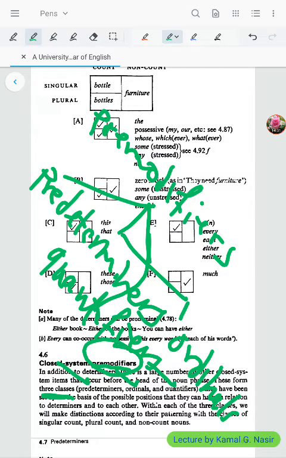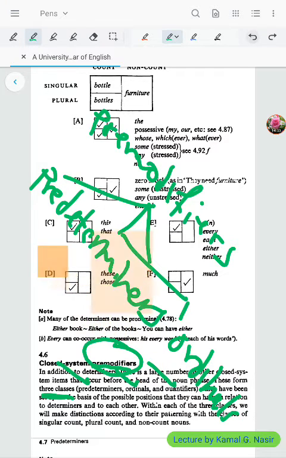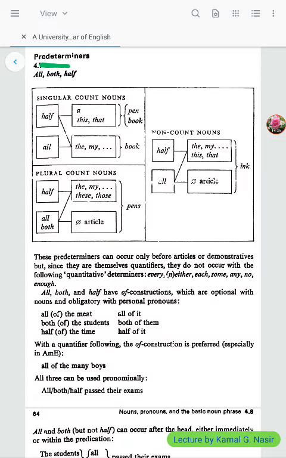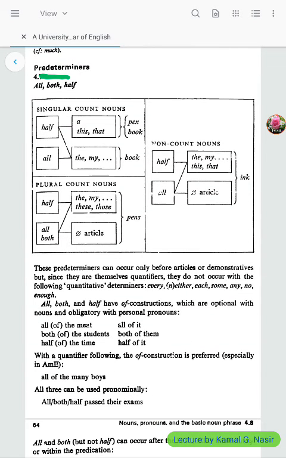We are going to take them one by one. Now we come to the first type of pre-modifiers. The first type are predeterminers. The predeterminers are the first type of the pre-modifiers.